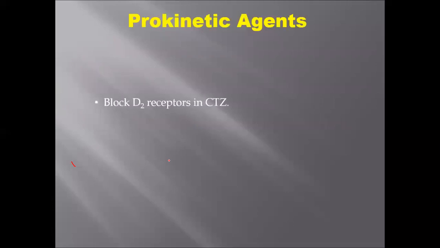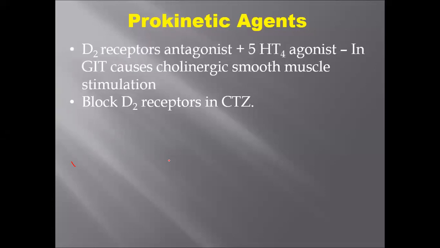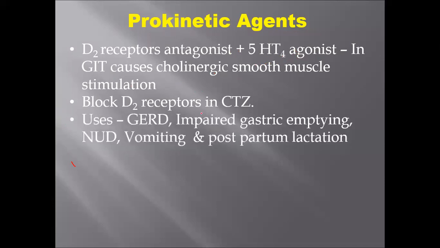Now, talking about the prokinetic agents, they tend to block the dopamine receptors that are present in the chemoreceptor trigger zone. Plus, along with being dopamine receptor antagonists, these drugs are also serotonin agonists at the 5-HT4 type of receptors, and this causes cholinergic smooth muscle stimulation in the GIT. When we talk about smooth muscle stimulation, it tends to hasten gastric emptying. So that is why they are labeled as prokinetic agents.